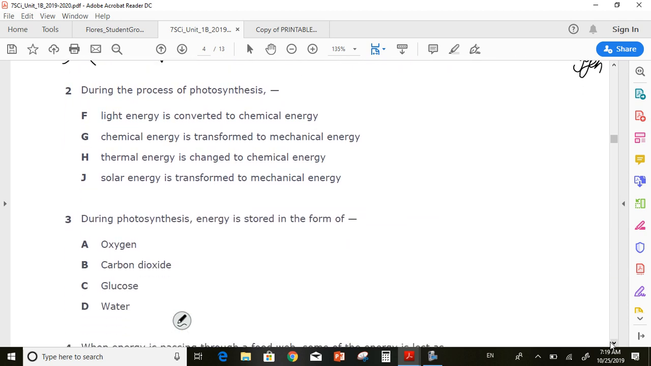Number 2, during the process of photosynthesis, again, circle the word photosynthesis if you haven't. It's food for plants, specifically glucose. So now we've got to find something that's happening during the process. Light energy, okay, we're good so far, is converted into chemical energy. Alright, this one makes sense. True, the light's coming from the sun, and it's converted into glucose, which is a chemical. So far I'm going to question mark this one.